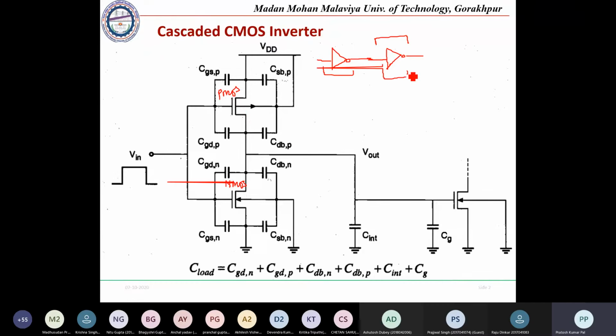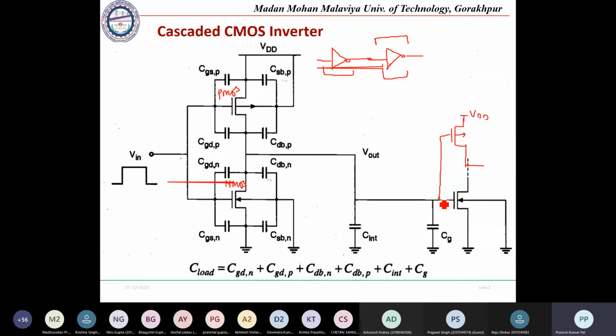Similarly, the second stage is there. Suppose the same inverter is connected at the output. Suppose this is your PMOS, this is NMOS, and this is PMOS, again connected to VDD. So this is another inverter connected to the output terminal of the first stage.